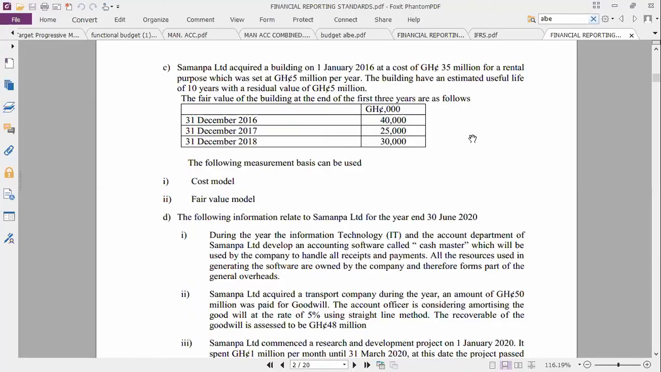So let's see this. Samampa Limited acquired a building on 1st January 2016 at a cost of 35 million for rental purposes, which was set at 5 million. Good.